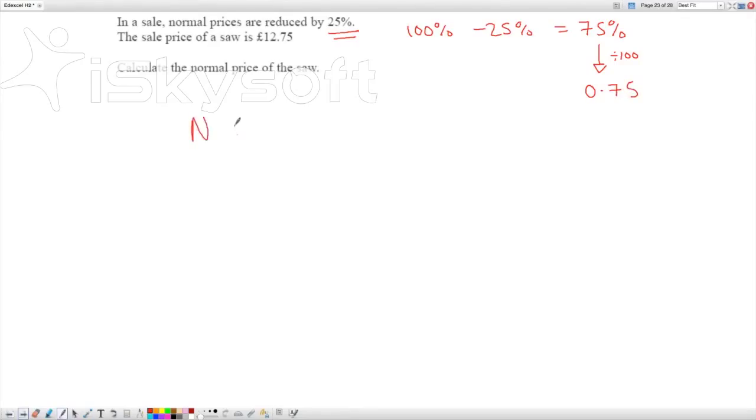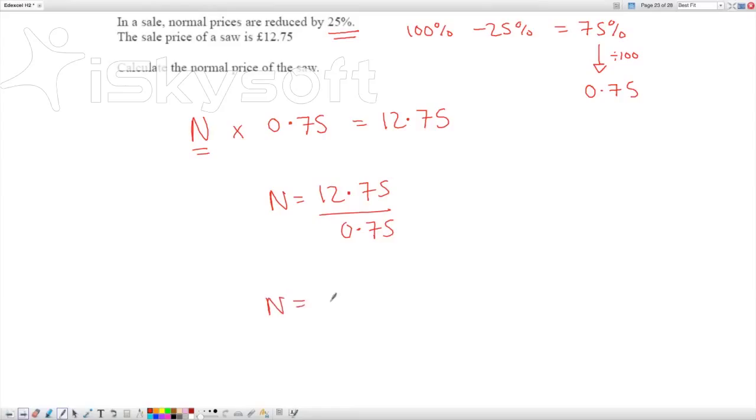So we've got the normal price times the decrease multiplier, and we're going to get our sale price of £12.75. How do we find the normal? Divide through by 0.75. Rearranging our equation here is going to give our normal price before the sales, which should be more, which comes out at £17. The normal price was £17.